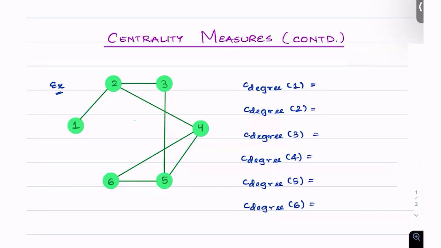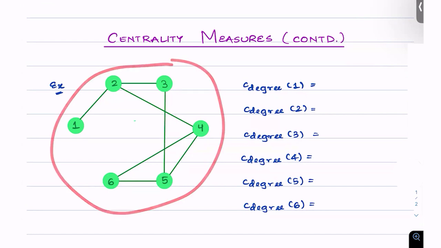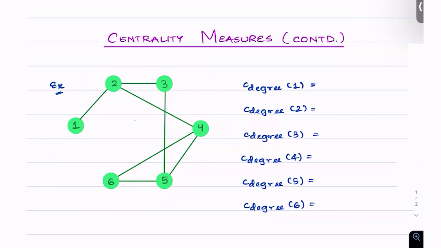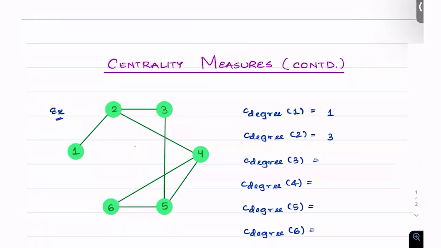Let us consider the undirected network that is shown in this figure. This is the same example that we discussed in the previous lecture. So I'll quickly write down the degree centrality of each of the nodes here. Node 2 is going to be 3, then 2. We can see that the centrality score is highest for nodes 2, 4, and 5. So let's mark these nodes here.